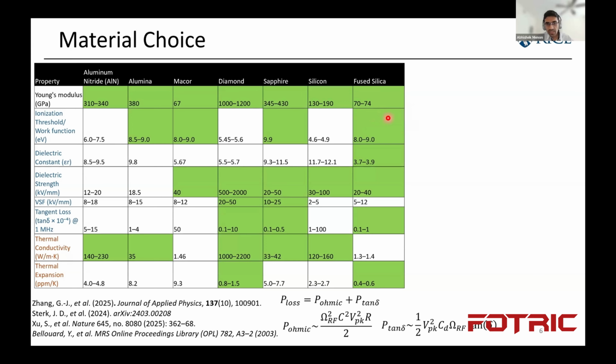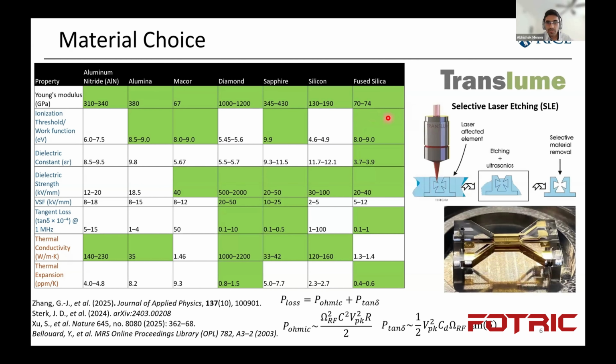But similar to silicon, diamond and sapphire are crystalline, and so creating three-dimensional geometries becomes hard if you are using some form of selective laser etching technique. It makes it more difficult to get arbitrary three-dimensional geometries, like what you want. So for this reason, we moved on to fused silica, which still has really good properties.